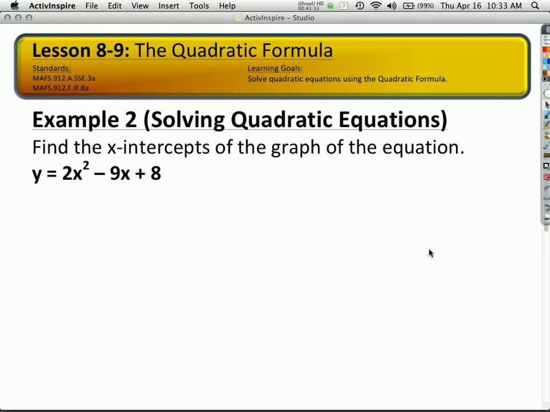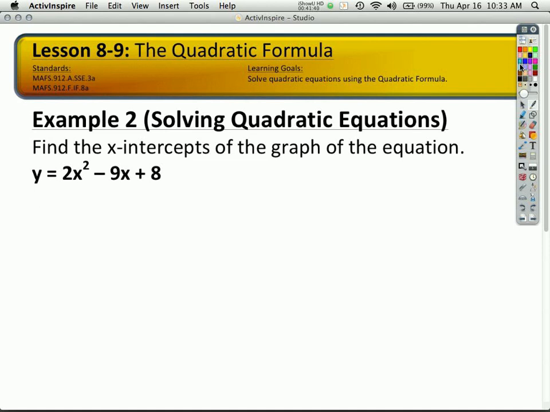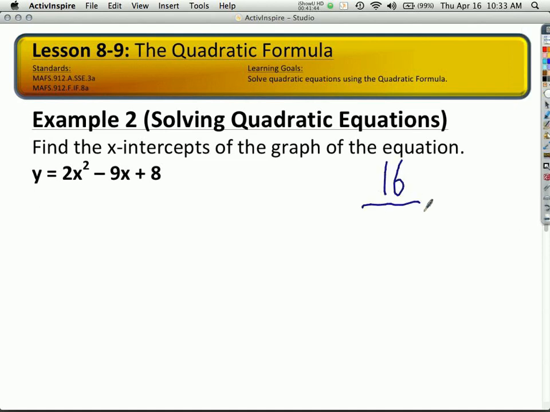So we can't factor it easily, we could try the trick. We could do A times C is 16, and then find two numbers that multiply to 16 that add to negative 9. What are the numbers? What are the numbers? Come on, you can tell me. It's okay. I know.